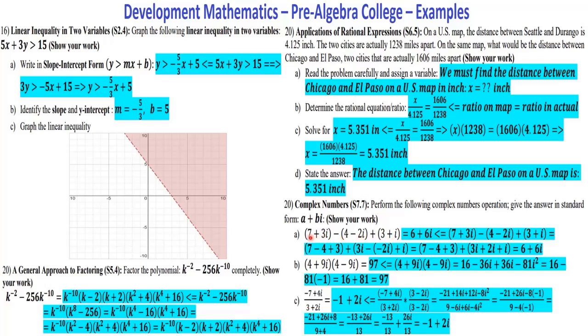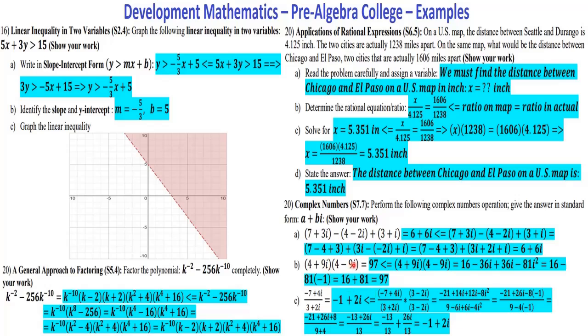Simply you add the real and you add the imaginary. So this is 7 minus 4 plus 3 will give you 6. Then 3i minus 2i is 5i. 5i plus i is 6i.